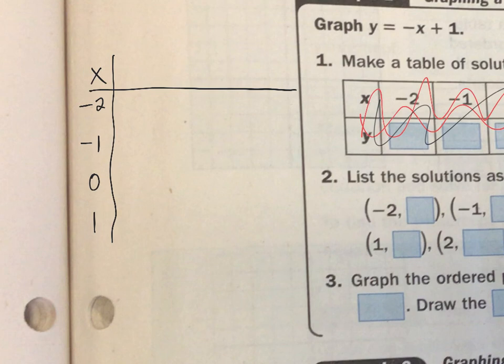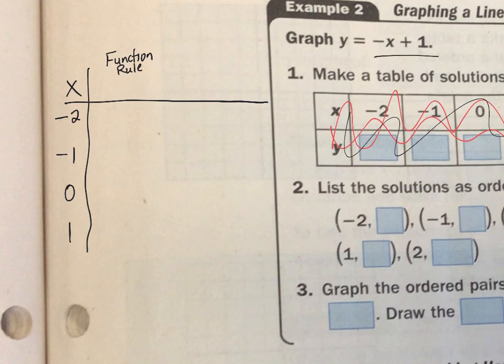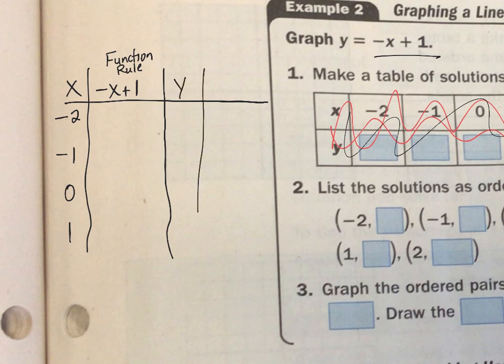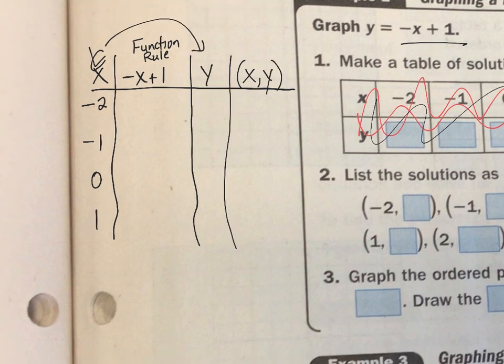Now, we put the function rule right in here. The function rule goes in here. And that is whatever y is set equal to. Well, look at y is equal to -x plus 1. That's the function rule, whatever y is equal to. When we plug in these values, we get a y value back, which then gives us an ordered pair. We would have the x that we used here, and then we would get the y out. That gives us an ordered pair. So what I need to do is just plug in to this function rule.